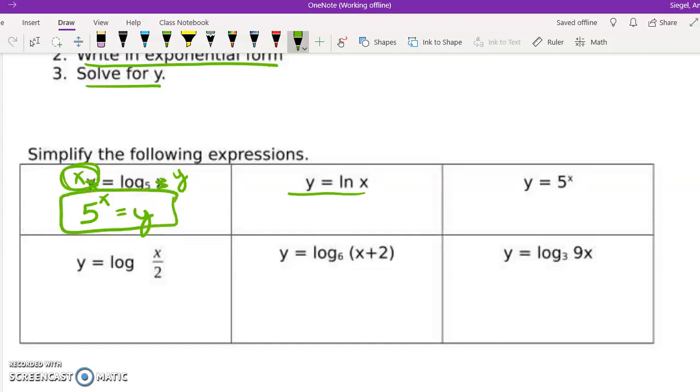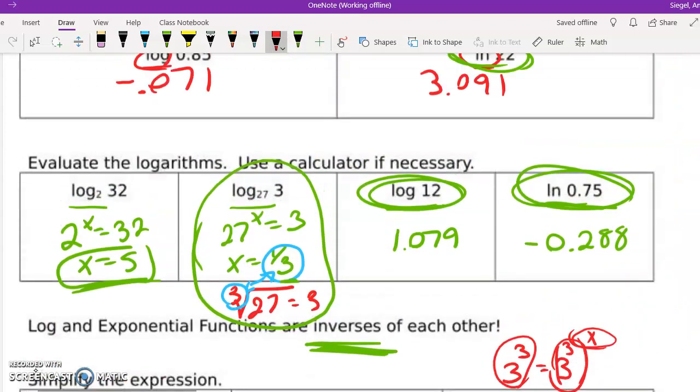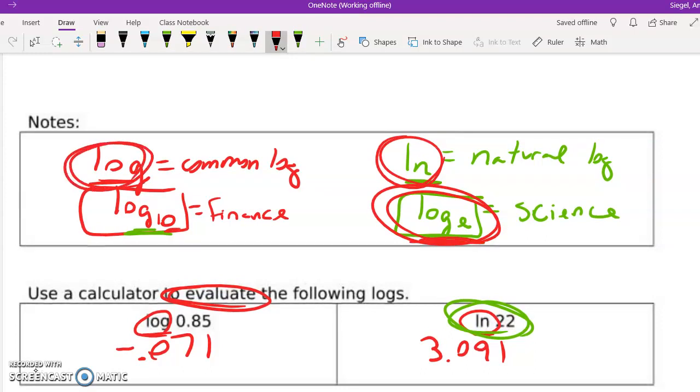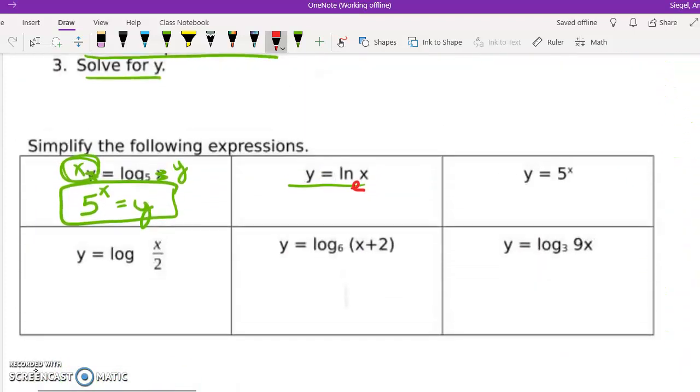Okay, this one is kind of sneaky because this tells me that it has a base of e. So remember on the last lesson, I told you that it's important to know that ln, the natural log, has a base of e, and log has a base of 10. So this is going to come into play on these.